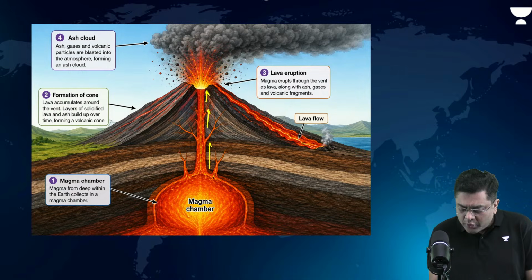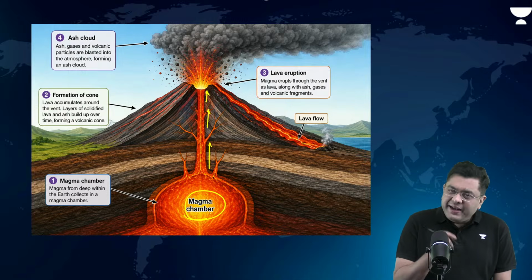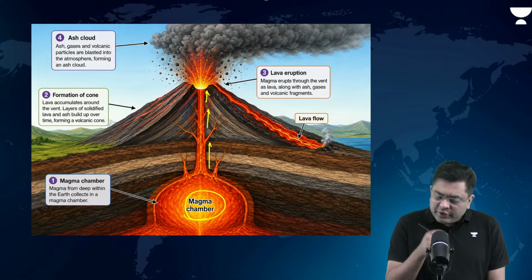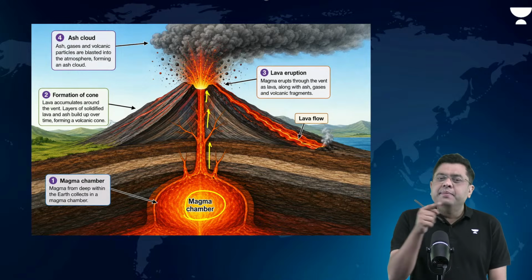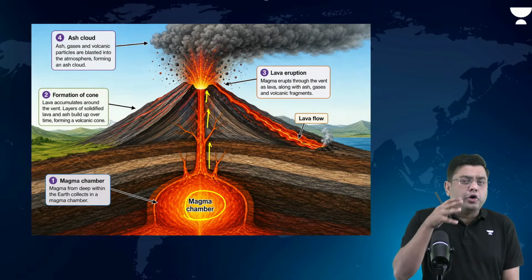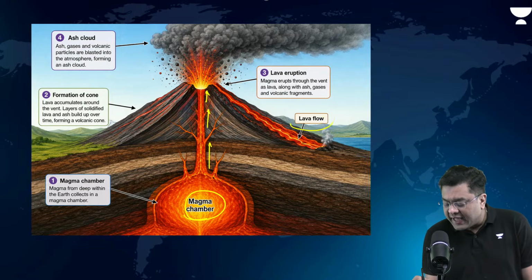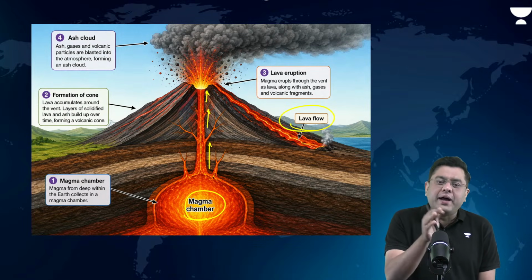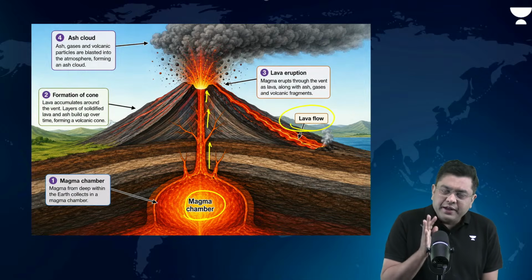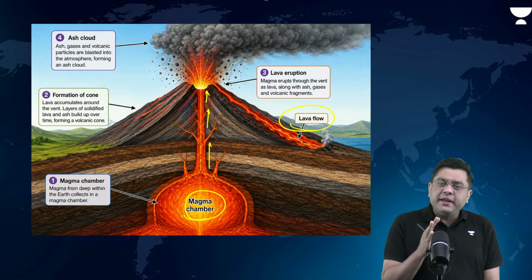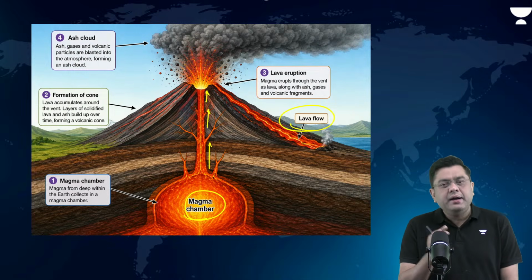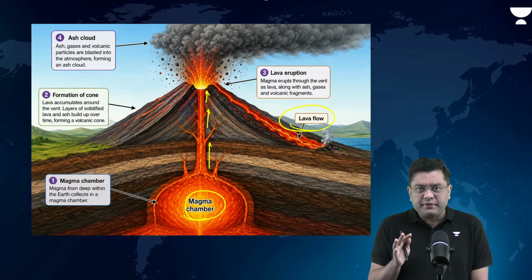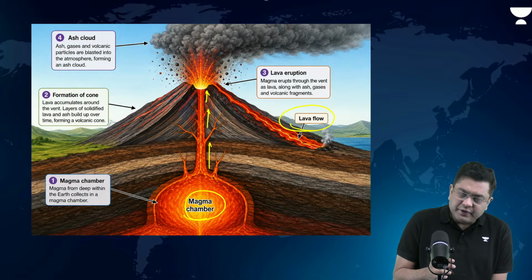Now, this molten material, when it is in the interior of planet Earth, is known as magma. The same molten material, when it emerges onto the surface, we refer to as lava. So lava and magma are almost one and the same. The only difference is that magma is the molten material in the interior, and lava is when the same molten material comes to the surface. Okay, that is the only difference.